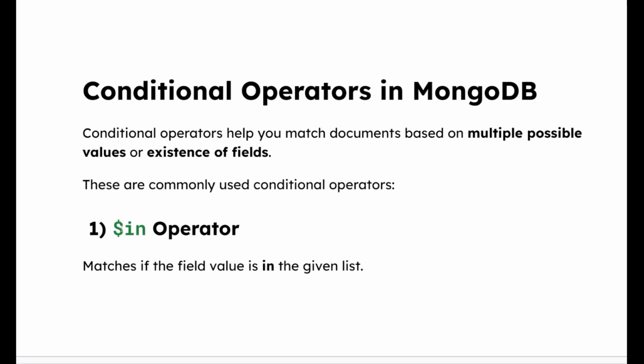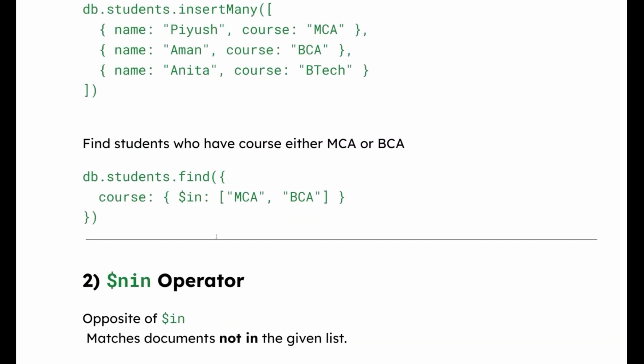So starting from the $in operator, what does it do? It matches if the field value is in the given list, which means that if I am writing a query and I use this $in operator along with two different values, it will take out those particular documents which have any of these values, right? Okay, let me just give you an example.